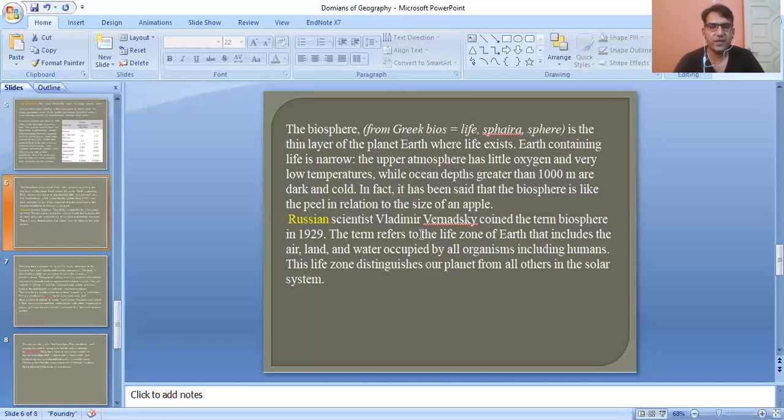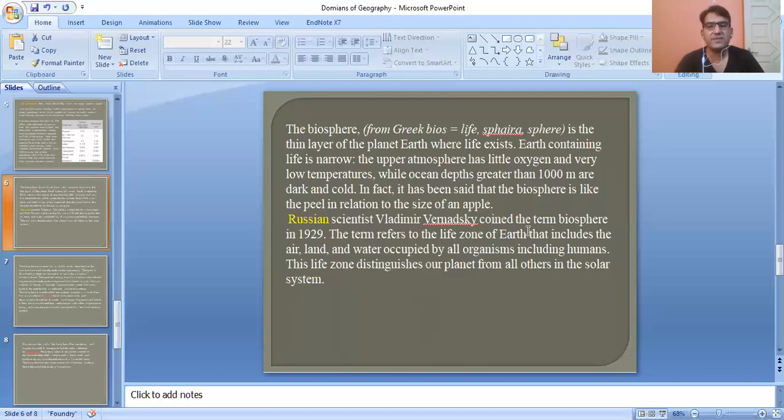The Russian scientist Vladimir Vernadsky coined the term biosphere in 1929. So this person gave the idea, or the concept, of the biosphere. He coined this word. He was a Russian scientist. I've heard of another person, an English geologist, who also gave this concept of the biosphere in the 19th century.